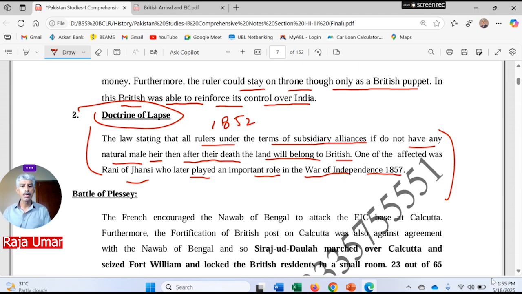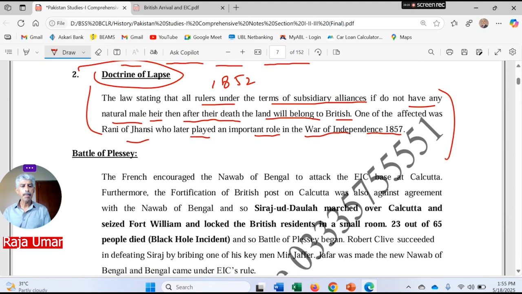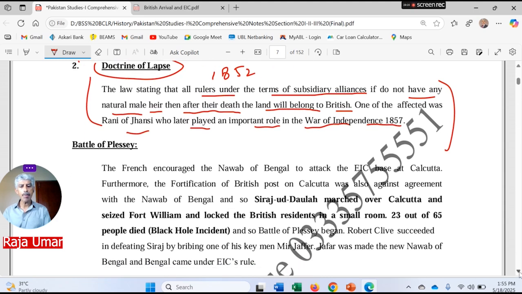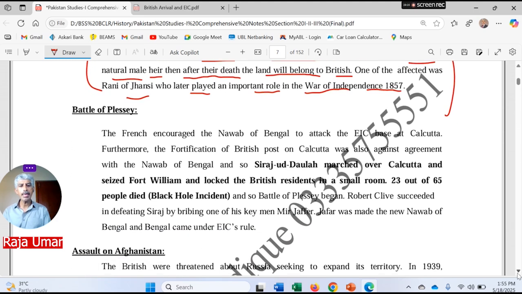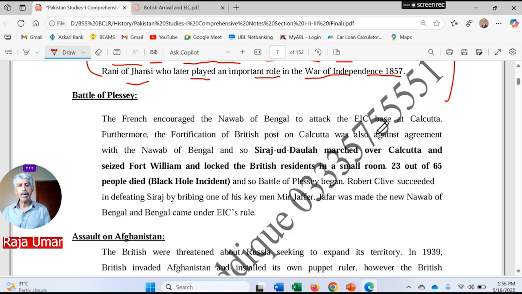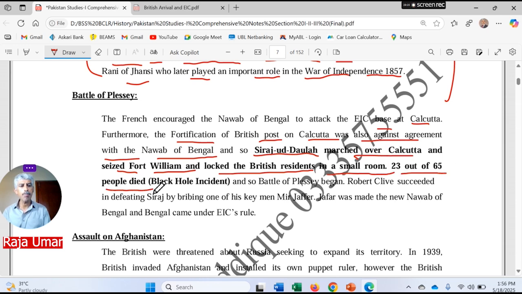the British forcefully took over the lands of the Nawab of Oudh and the Rani of Jhansi on the application of this doctrine of lapse. So, the Battle of Plassey. The French encouraged the Nawab of Bengal to attack the EIC base at Calcutta. Furthermore, the fortification of the British post at Calcutta was also against the agreement with the Nawab of Bengal, and so Sirajuddaulah marched on Calcutta and seized Fort William and locked the British residents in a small room. 23 out of 65 people died.